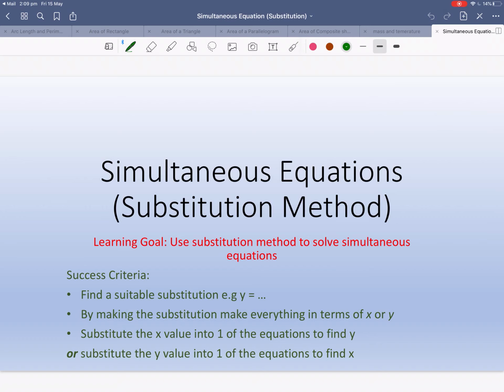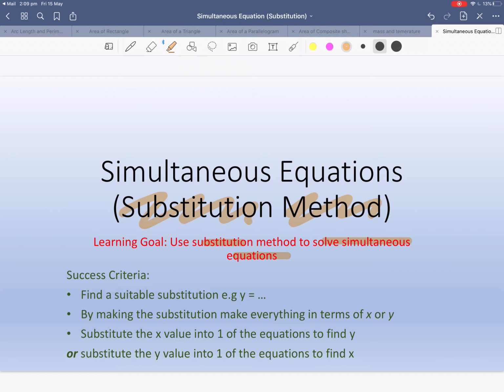Solve simultaneous equations. Hopefully before this you've seen that you can solve simultaneous equations graphically and see their point of intersection. Well, we're going to use two more methods, and this method is the substitution method, where we can get to the same result. Use the substitution method to solve simultaneous equations.